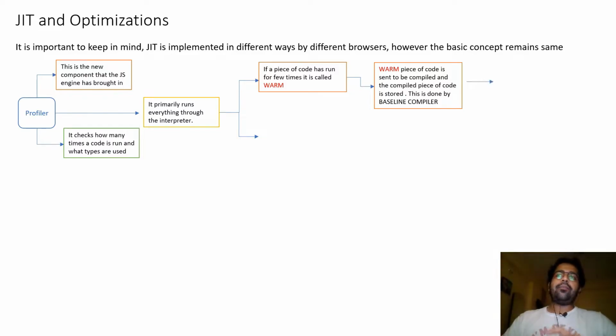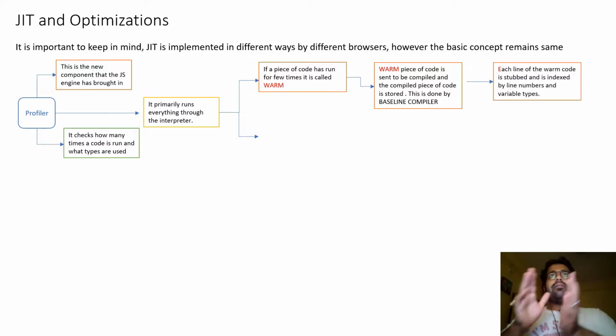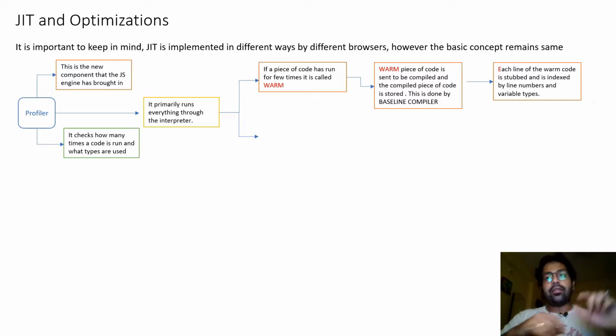What happens then? Each and every line of that warm piece of code is stubbed and indexed corresponding to the line numbers and the variable types with which the code is hit. For example, sum of that array was hit with integer type of values. So it is stored with integer type of values and the line number of that particular code.